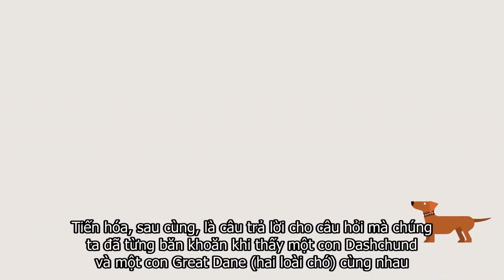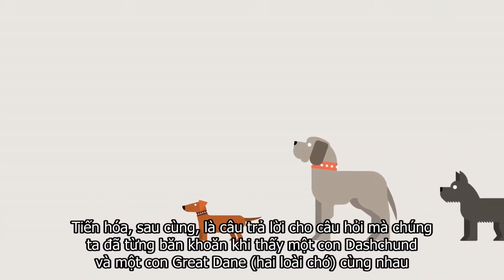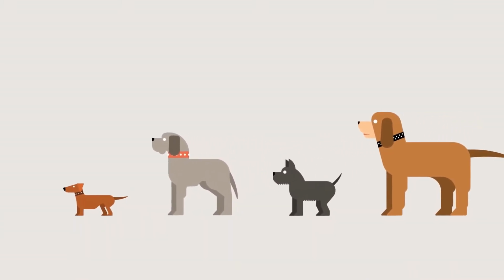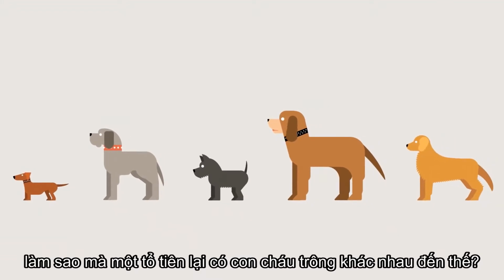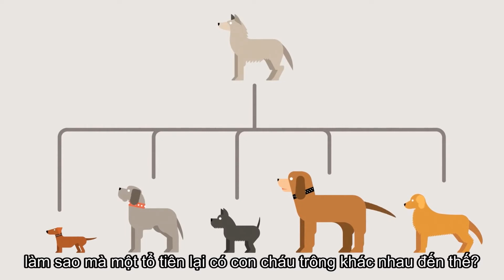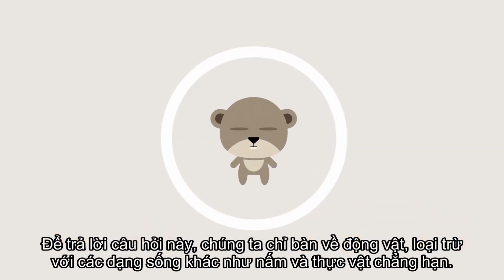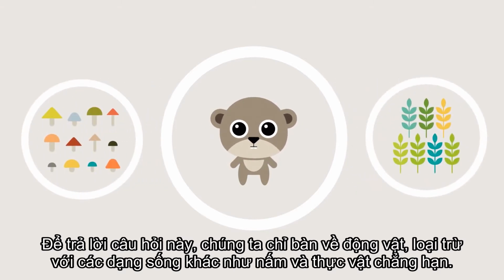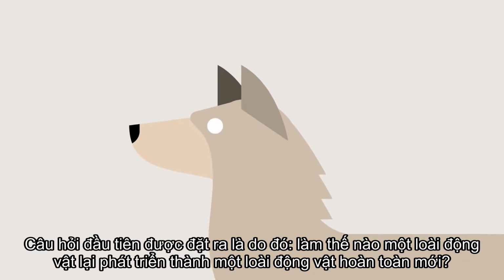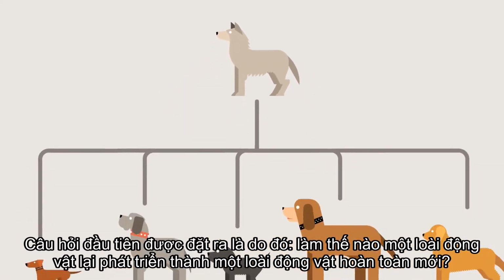Evolution, then, is the answer to the question that we have all asked on seeing a Dachshund and a Great Dane together. How is it possible for ancestors to have descendants that look so very different to them? In answering this question, we want to focus on animals, excluding other forms of life such as fungi and plants. The first question to ask is therefore, how can one animal develop into a whole new species of animal?